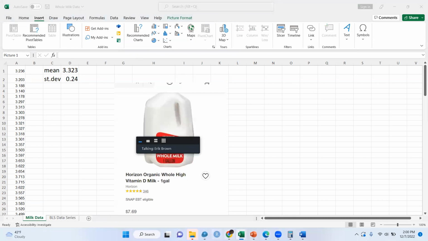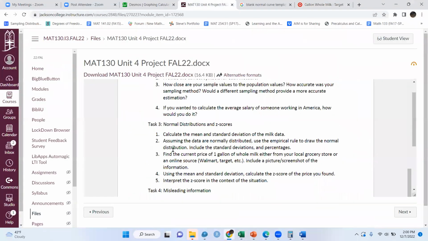And then I'm asking you to calculate a z-score. Using the mean and standard deviation, calculate the z-score of the price you found. It's just that price of milk minus the mean, divided by the standard deviation. And when you interpret it, you're going to say, this is this many standard deviations above the mean or below the mean.